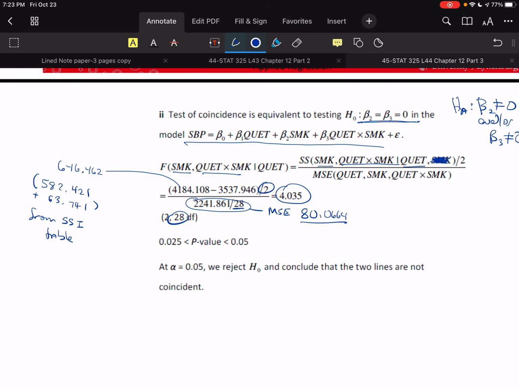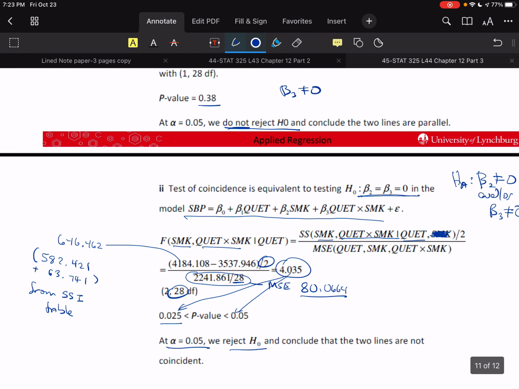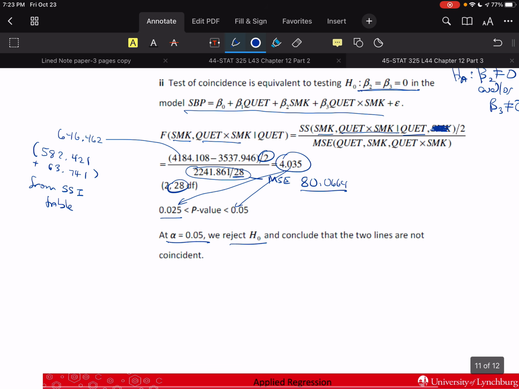And when we look up 4.035, we can go to the different F tables. If we look at the critical value at 0.025, we'll see that this value will be smaller than that corresponding value, but larger than this one, and so we know that the p-value is somewhere between 0.025 and 0.05. If alpha is equal to 0.05, we will reject H naught, and we'll say that the two lines are not coincident. In other words, even though the two lines are concluded to be parallel, they're not coincident, so their intercepts are not the same.